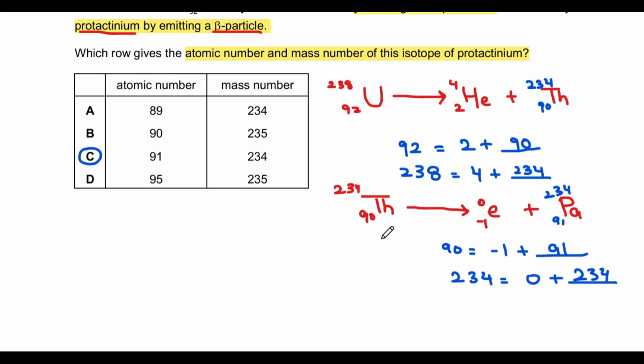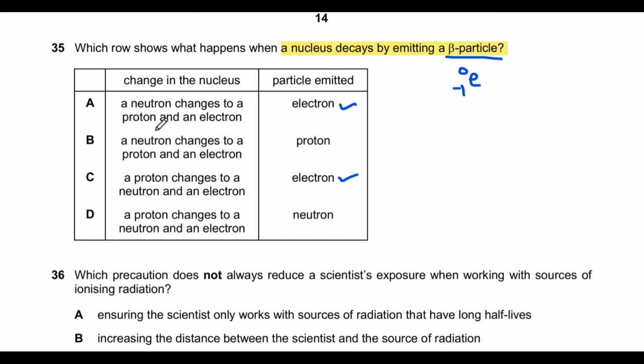When an electron is emitted, you see that the atomic number is increased by 1. Now where does this proton come from? This proton is basically formed by a neutron. A neutron converts itself into an electron and a proton. So option A is correct, in which a neutron changes to a proton and an electron.